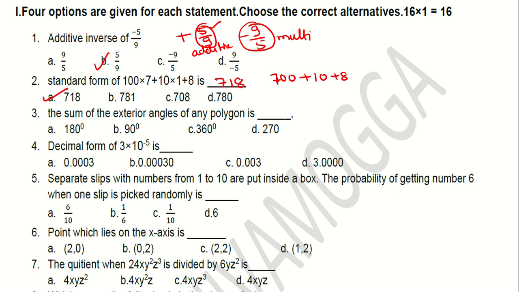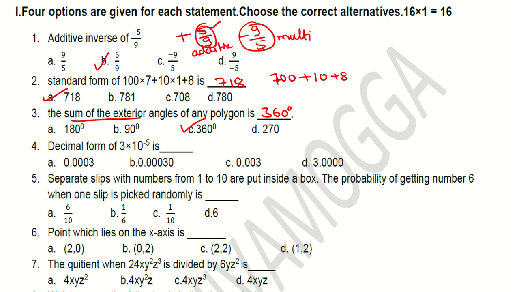The sum of the exterior angles of a polygon is. It may be a triangle, a quadrilateral, a pentagon, a hexagon, whatever it may be. All polygons have an exterior angle sum equal to 360 degrees only. There is no change in that. Therefore the sum of the exterior angles is 360 degrees.